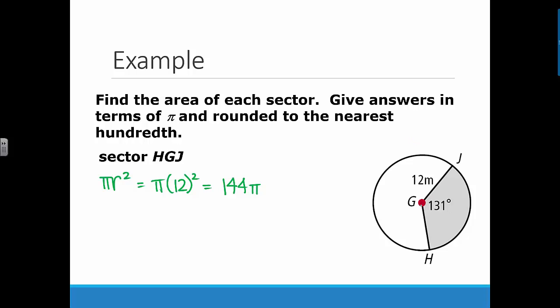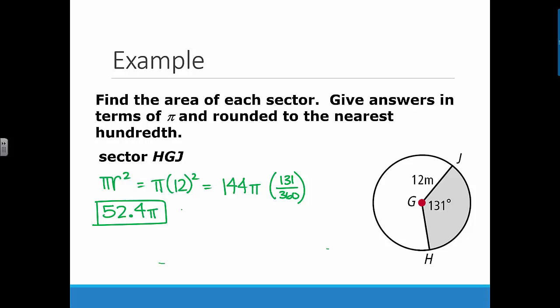But now remember, we're just eating this slice right here. And this slice is 131 degrees out of the 360 total. So we're going to multiply 144 times 131 and divide that by 360. And when you do that, you end up with 52.4, and then we have to remember to multiply that by pi. So this is in terms of pi. That was one of the answers they wanted us to find.